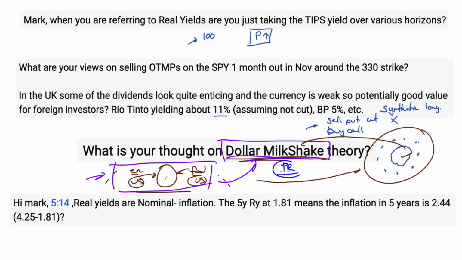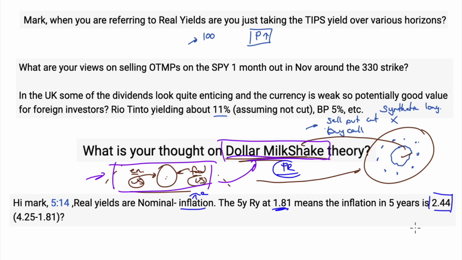I don't know. Real yields are nominal yields minus, I guess you could say, expected inflation. The 5-year real yield at 1.81 means inflation in 5 years is 2.44? No, not quite. What the 2.44 is called is a break-even rate. These are break-even rates. It is not an expectation of what inflation is going to be. It is, I guess you could call it, an expectation.